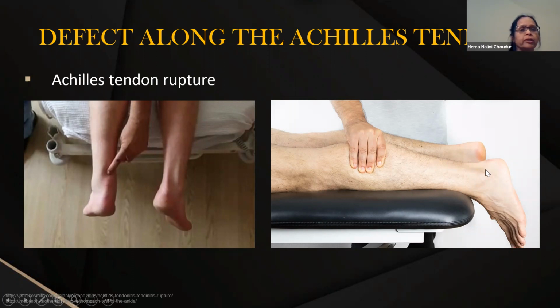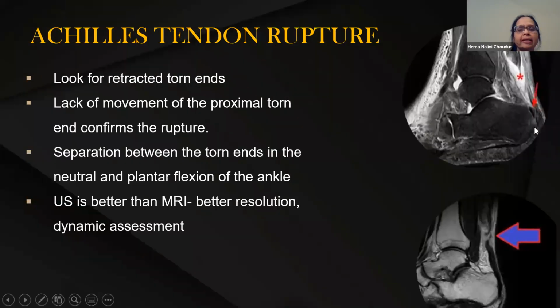They don't need imaging to tell them that there is a rupture. Then why is the patient being sent for MRI or ultrasound? Let's start with the MRI first. If you see in the MRI, it tells you where the retracted tendon end is. That is the information that they need. And then what is the separation between the two ends? In this case, there is an osseous fragment at the base.